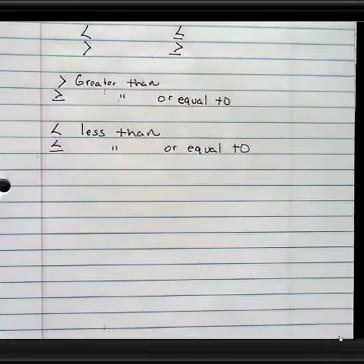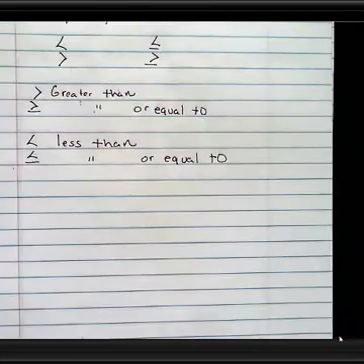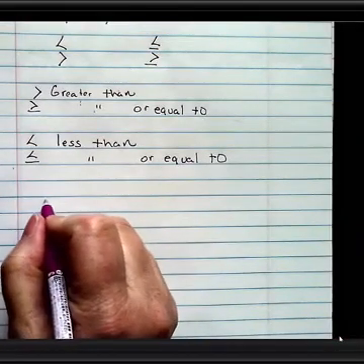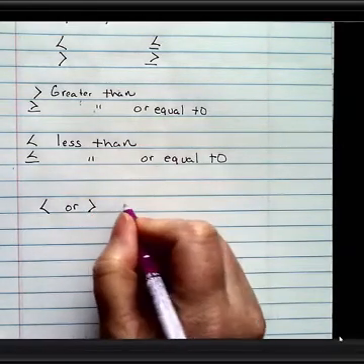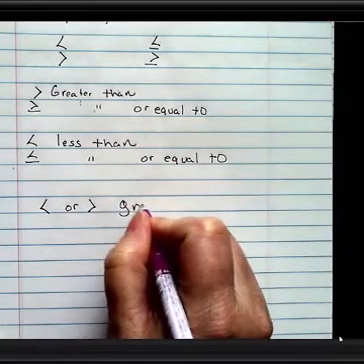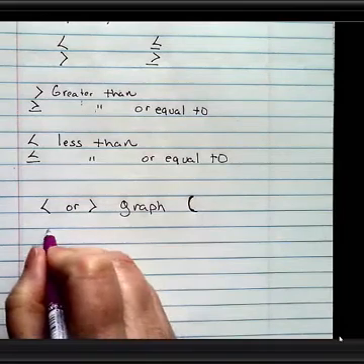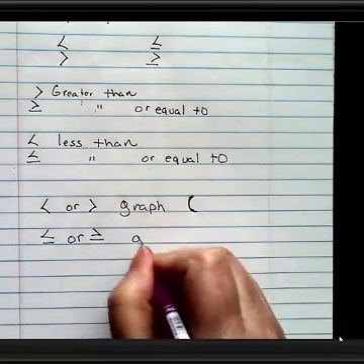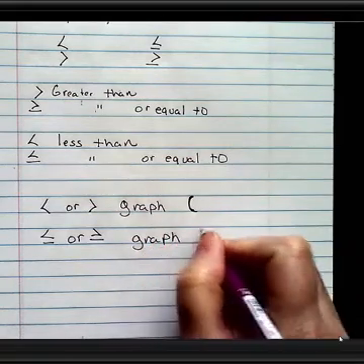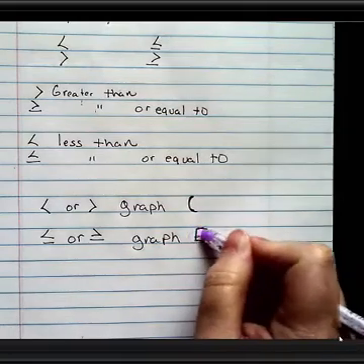So let's actually talk about how to graph inequalities on a number line. When you are using the greater than or less than symbols, when you graph on a number line, you use a parentheses. When you have the equal part to it, you graph with a bracket. That doesn't go in the middle.